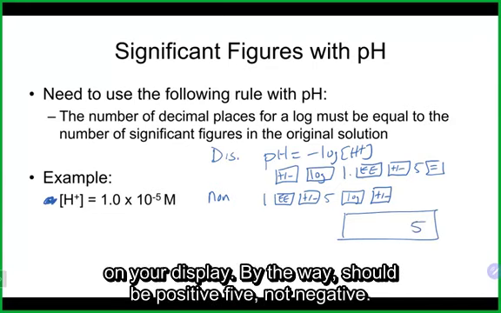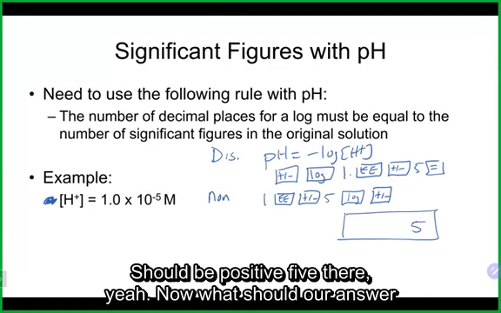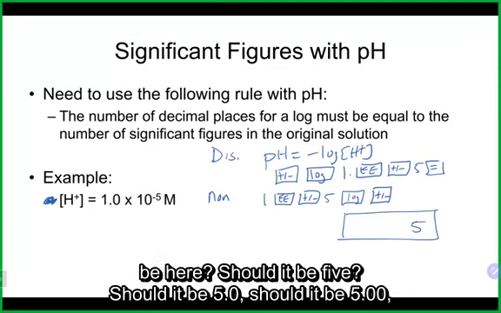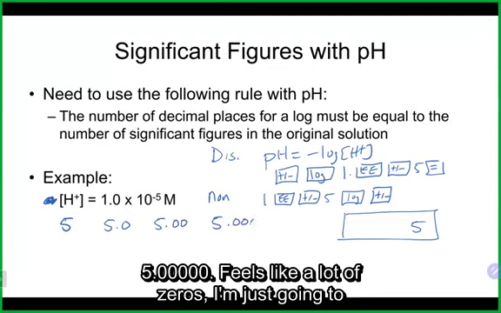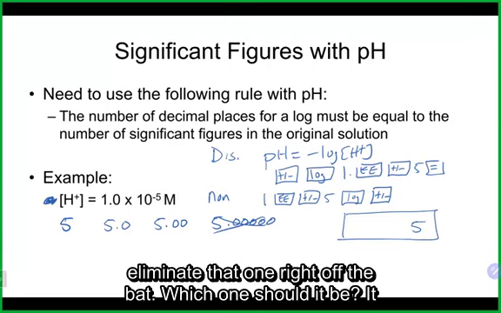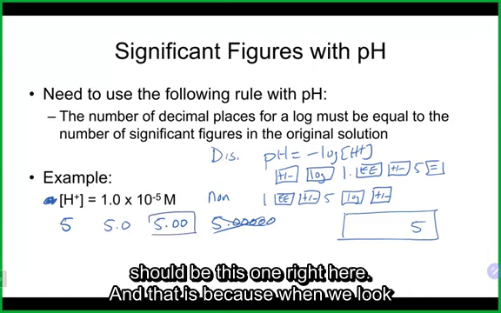By the way, it should be positive 5, not negative. It should be positive 5 there, yeah. Now, what should our answer be here? Should it be 5? Should it be 5.0? Should it be 5.00? 5.00000? Feels like a lot of zeros. I'm just going to eliminate that one right off the bat. Which one should it be? It should be this one right here.